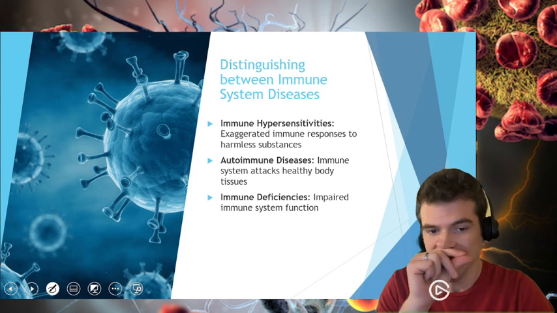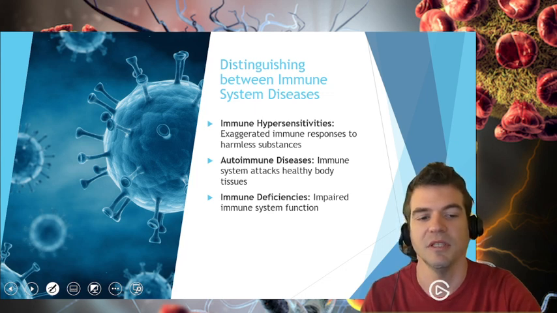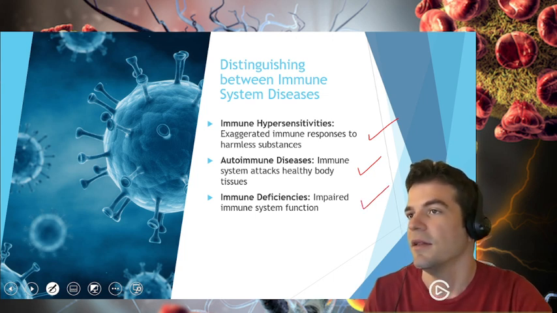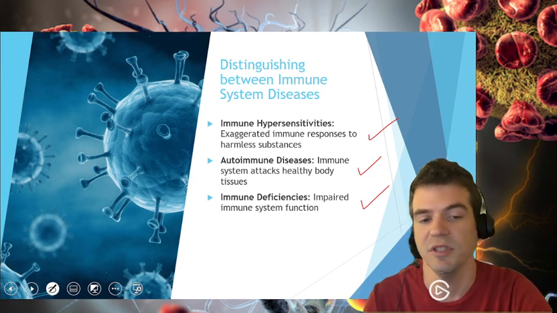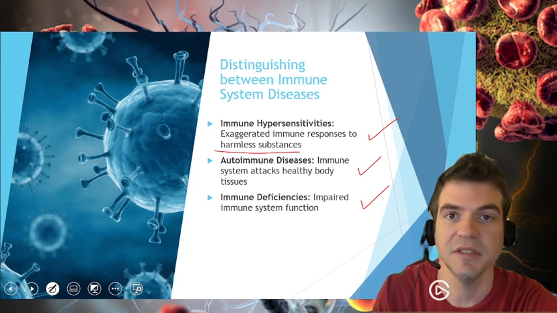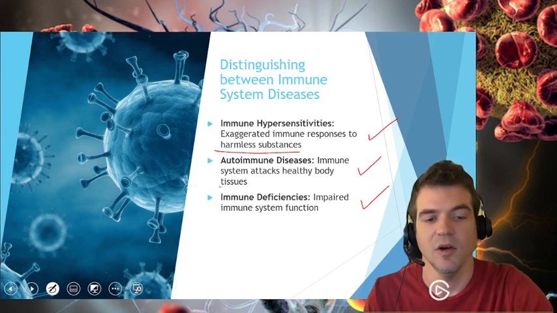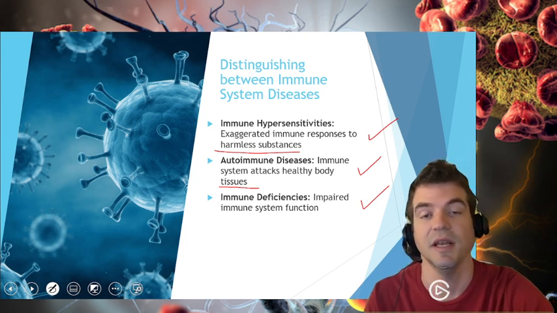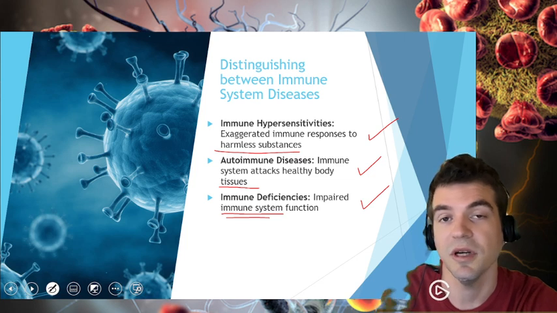That's going to be the motif throughout this whole lecture series and chapter. Distinguishing between the immune system diseases, we have immune hypersensitivities, autoimmune diseases, and immune deficiencies. So, three different ways we can have an immune system disease. It could be hypersensitivity. Remember, these are typically supposed to be harmless. A bee sting is not supposed to be deadly, it's supposed to just make you go away. Autoimmune diseases: you attack pieces of your own tissues because you think they're not part of your body. And then you can have immune deficiencies, where you just don't have portions of your immune system.